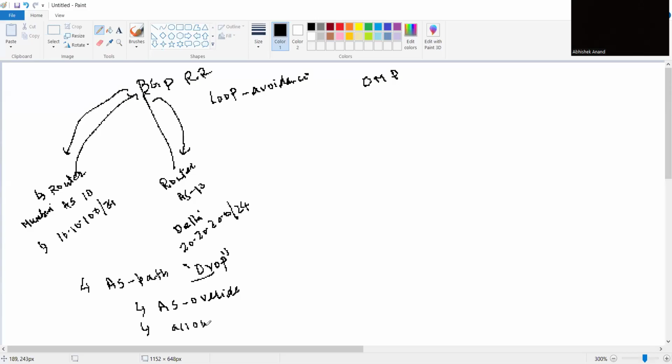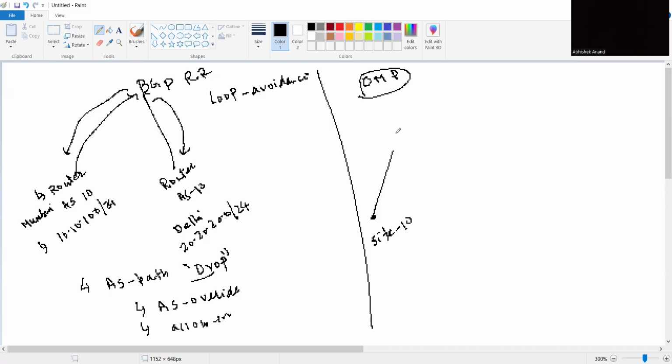This way you can avoid this issue. In the case of OMP, from site ID 10, if you advertise this 4 TLOC, this vSmart, which is running OMP, will not advertise the same 4 TLOC to this site, because site ID is used for loop avoidance. Thank you. Bye.